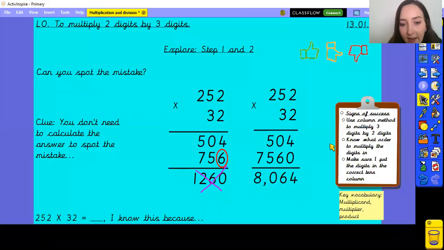Okay, so the mistake was to do with the way this person has placed their digits in each column. So I've circled the mistake, which was number 6. As you can see on this correct example here, 6 should have been in the tens column and there should have been a 0 in the ones column. So make sure you're not making this mistake when you do your work in your book. And our correct answer should have been 8,064. So well done if you noticed that mistake.